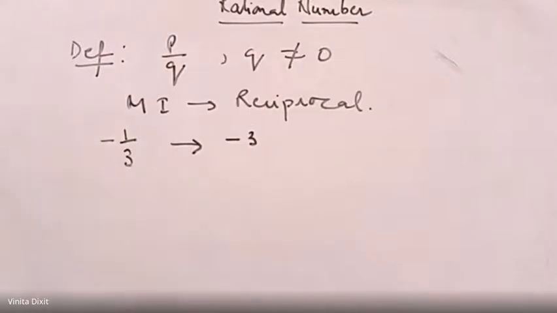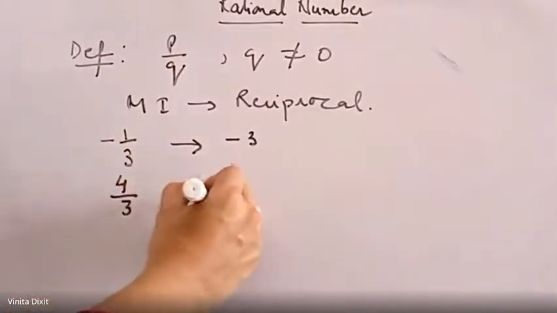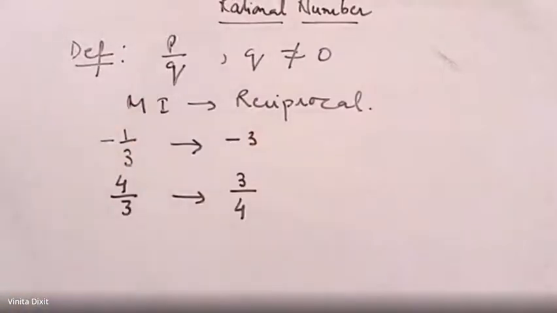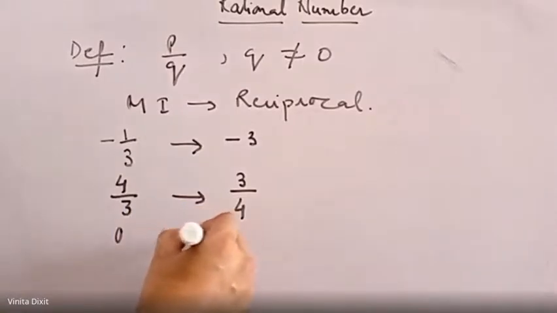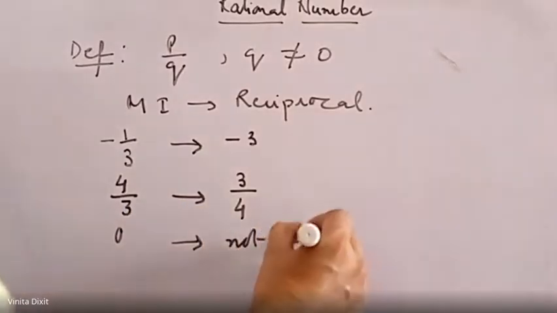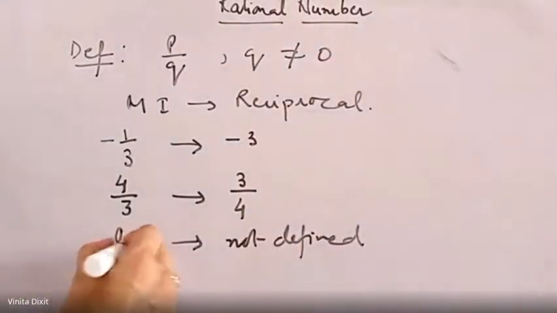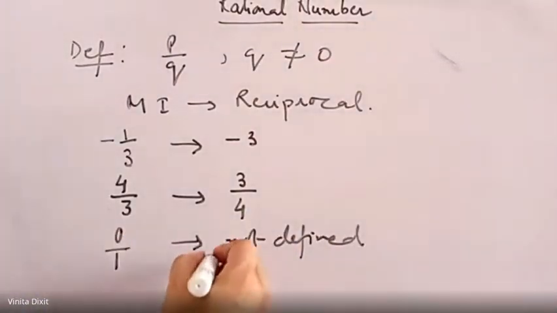If you have the number 4 by 3, its multiplicative inverse will be 3 by 4, right? If you have the number 0, what is its multiplicative inverse? The multiplicative inverse of 0 is not defined. Why not defined? Because we can write 0 as 0 by 1, and if you write the multiplicative inverse, it will be 1 by 0, and 1 by 0 is not defined. Okay.